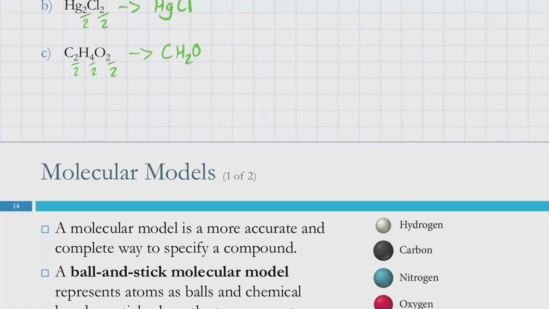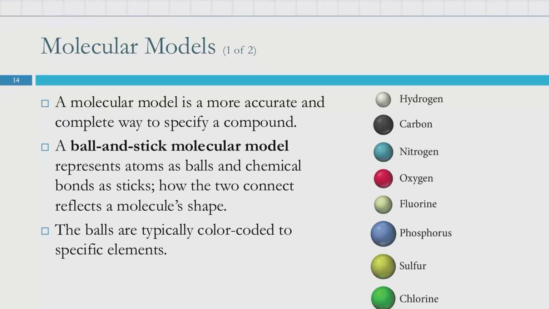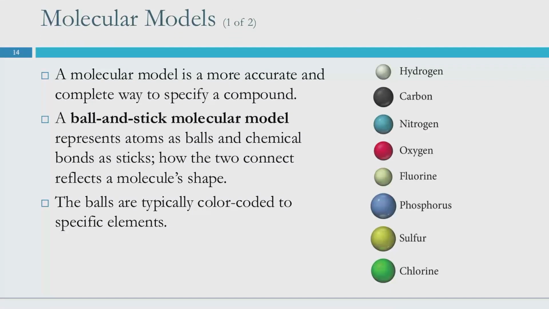Related to our structural formulas, I was alluding to molecular models. Molecular models are even better in some ways. They take more time to put together, but they also include a lot of information. So a ball and stick model represents our atoms as balls or spheres and our chemical bonds as sticks. Sometimes they're bendy, and this shows us how to connect them. The balls are typically color-coded to specific elements, the ones that you see up there on the screen.